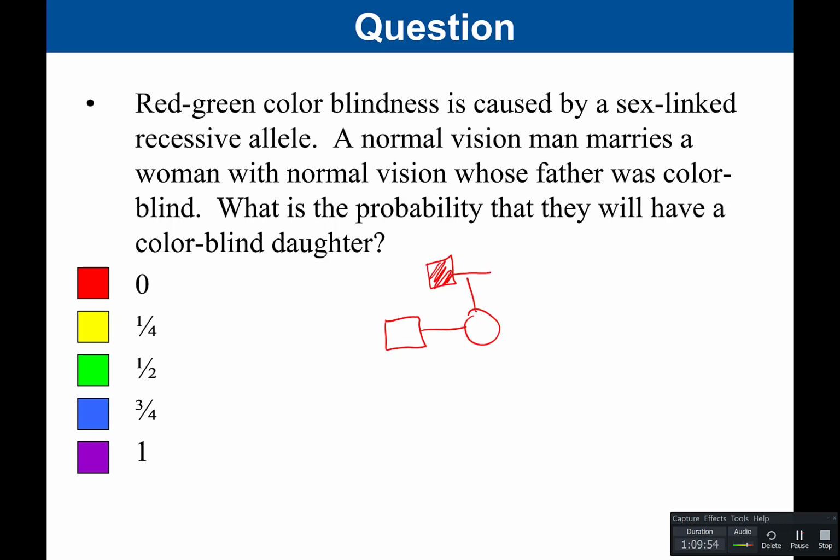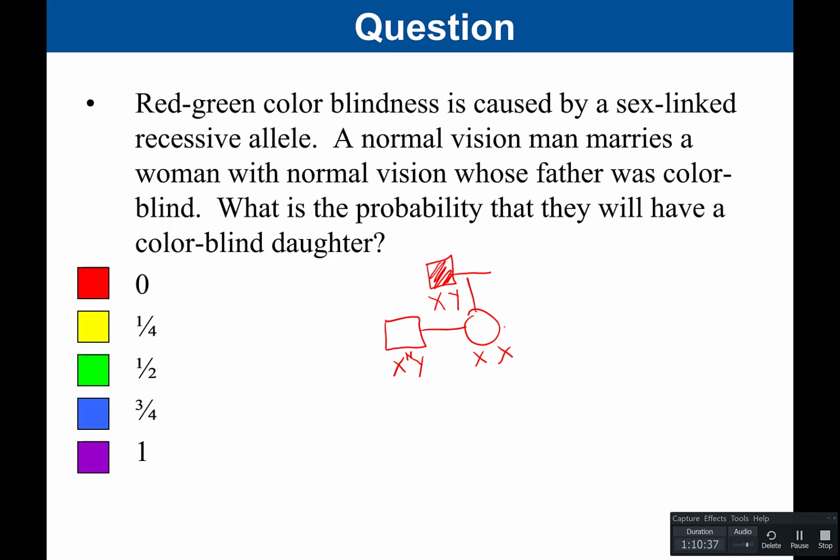So let's work through this. So we have a normal vision male, that's this square that's not filled in, marries a woman with normal vision whose father was colorblind. So now we need to go in and fill out that the males are all XY to start, and the females are XX. All right, so let's use the letter N for normal vision. So if the male is normal vision, he is XY. What allele is he going to have on his X chromosome if he has normal vision? Answer is he has to have a big N.